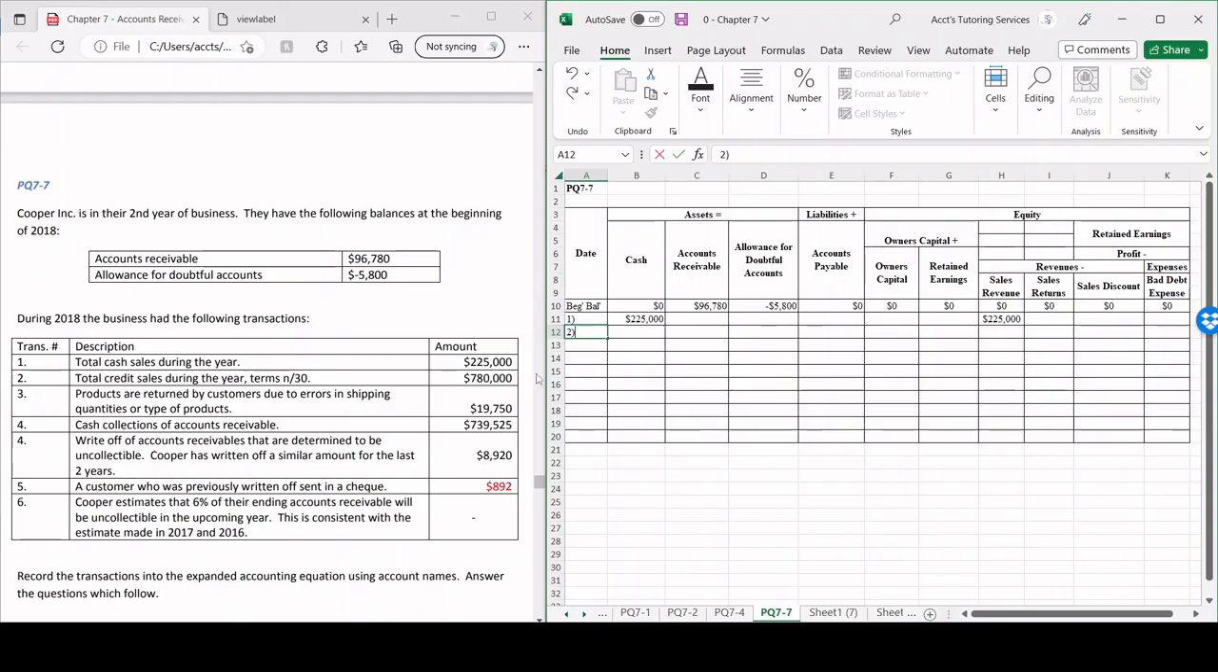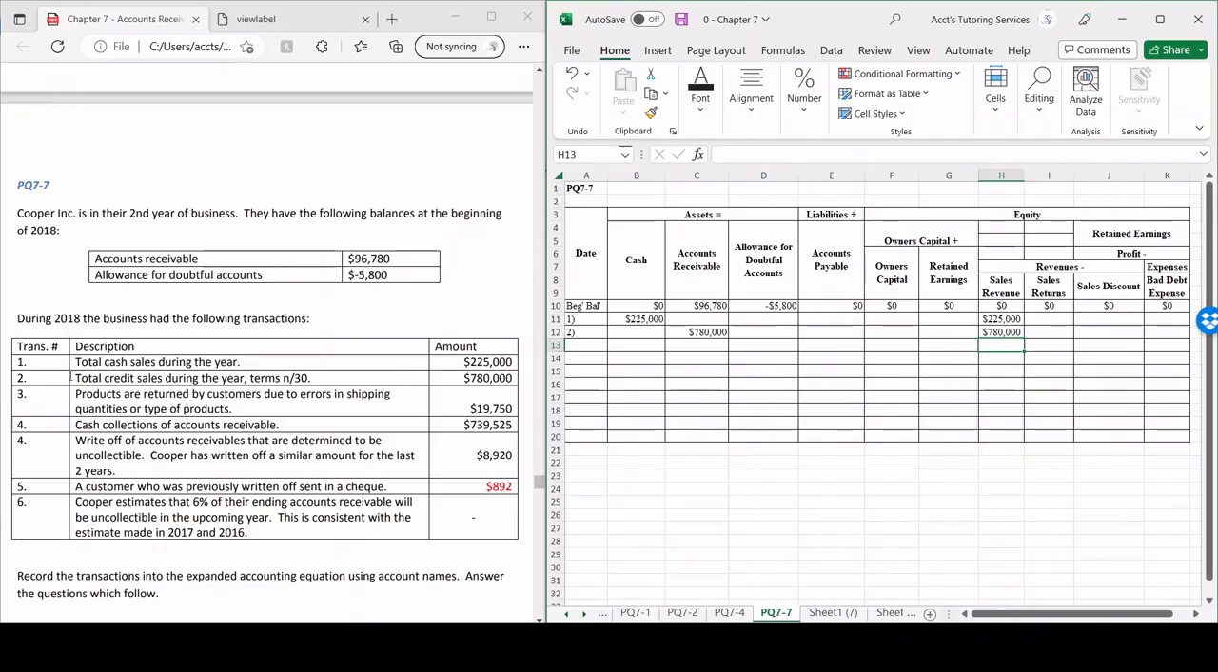So this is going to be accounts receivable now, 780,000. And then sales revenue is going to go up by 780,000. Products are returned by customers due to errors in shipping, quantities, or type of products.